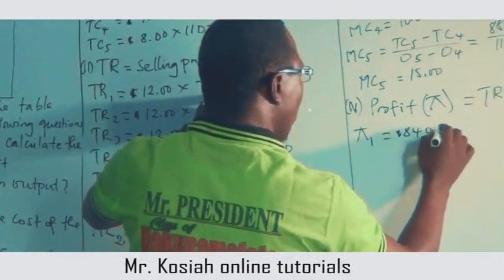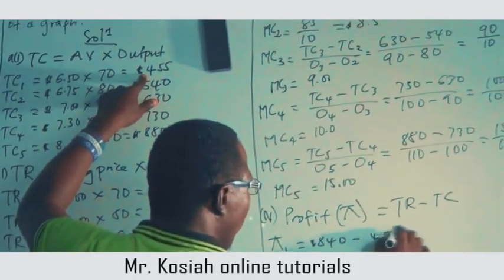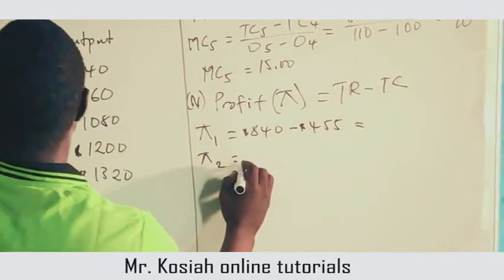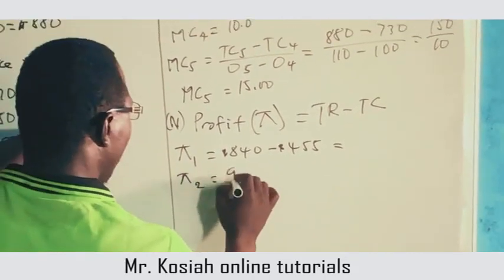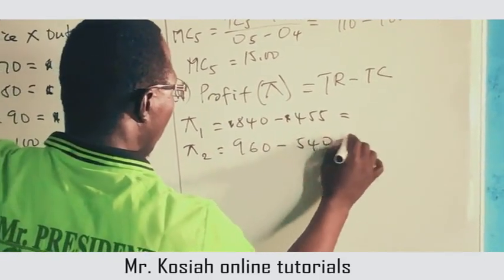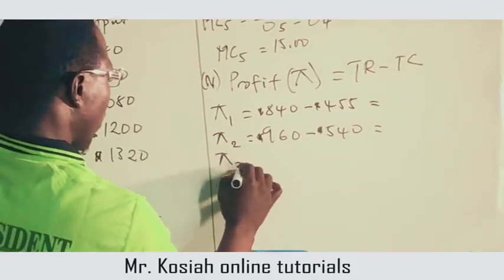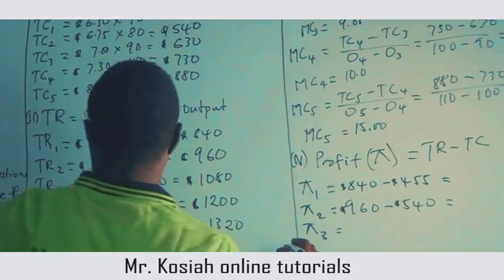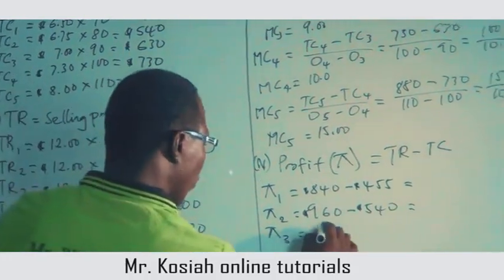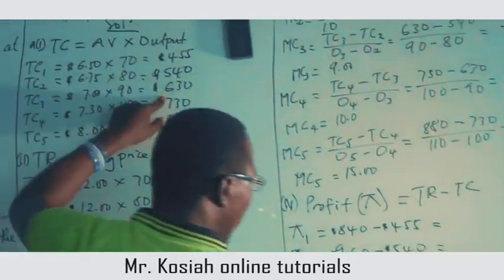840 minus total revenue, total cost at 1 is what? 455. And this is equal to profit at 2, which is equal to total revenue at 2, which is 960 minus 540. We shouldn't forget about the dollar sign. And then profit at 3 is equal to total revenue at 3, sorry, which is 1080 minus 630.